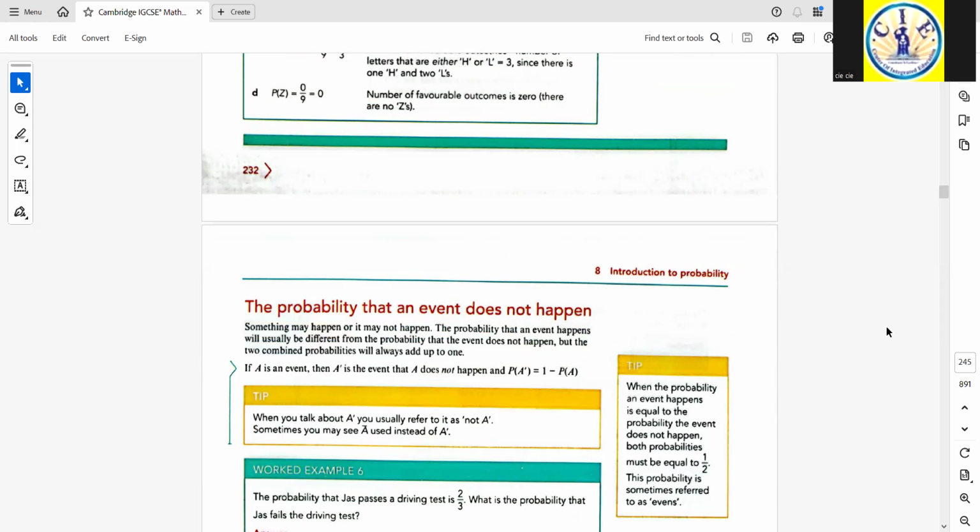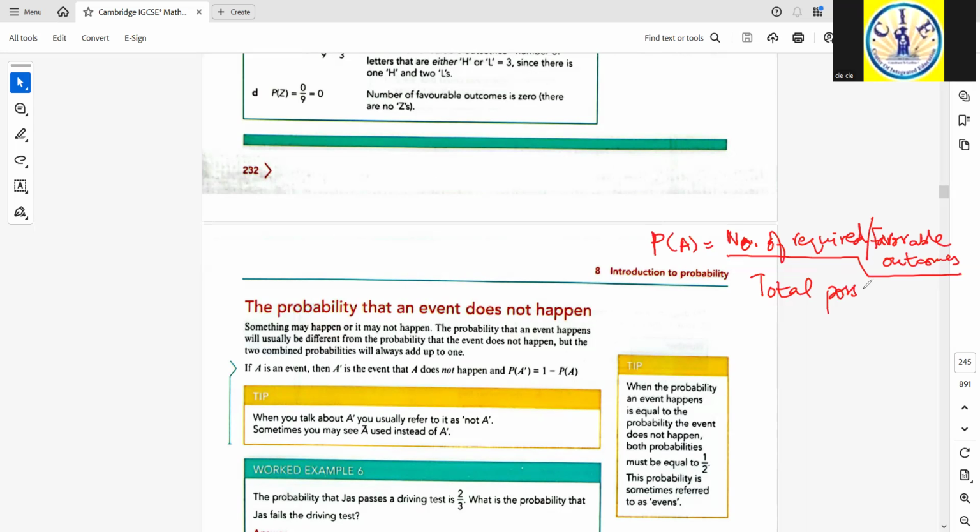Okay, so with this, I would be discussing the probability that an event does not happen. First of all, let me give you a mathematical definition of probability. Probability of an event A is actually the number of required or favorable outcomes out of the total possible outcomes in the sample space.